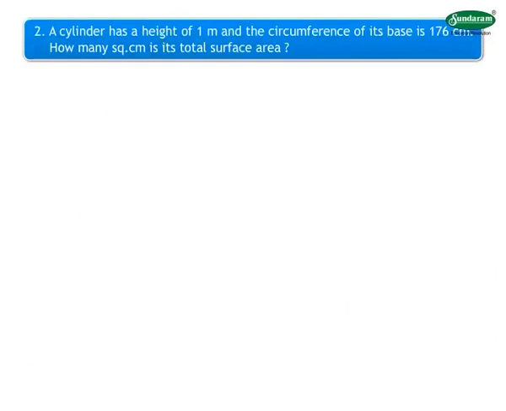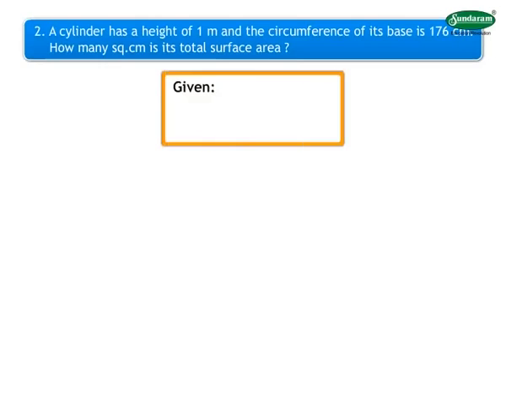2. A cylinder has a height of 1 meter and the circumference of its base is 176 centimeter. How many square centimeter is its total surface area? Given. Circumference is equal to 176 centimeter. Height is equal to 1 meter. As given above, the units of the height and the circumference are not same. First, we shall make the units same. Hence, we shall convert the height from meter to centimeter. Since the height is 1 meter and 1 meter is equal to 100 centimeter, the height will be 100 centimeter.